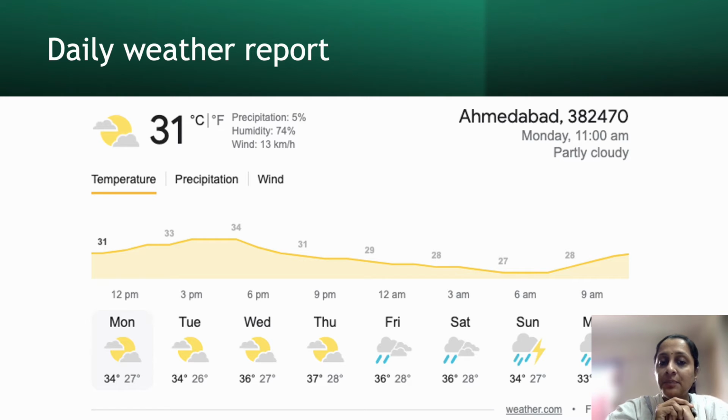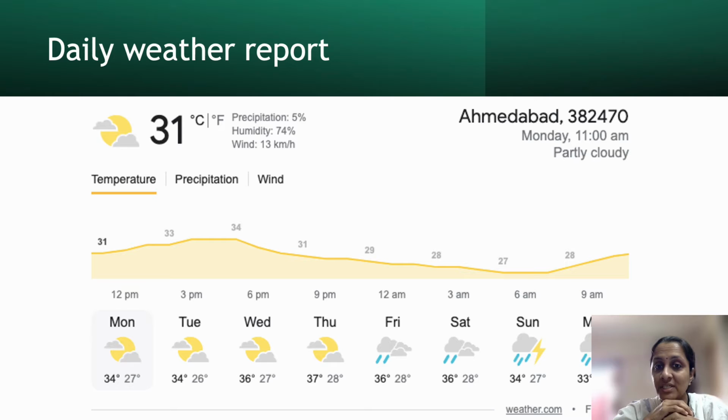Now this is one weather report that you see of the current day. It is going to show you the temperature, the precipitation and the wind. The top left corner that you see is for a particular day, suppose it is Monday today. So it is going to show you that particular day, Monday at 11 o'clock, what is the weather in Ahmedabad. It is partly cloudy. It is 31 degrees Celsius. The average temperature of Ahmedabad is 31 degrees Celsius. If you click on Fahrenheit, it is going to show you the temperature in Fahrenheit.